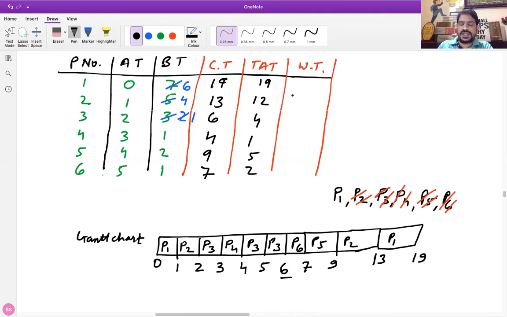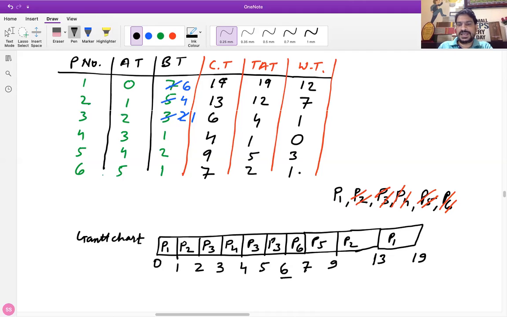Now let's go to the waiting time. Waiting time is nothing but turnaround time minus burst time. So what is the turnaround time? It is 19. Burst time is 7. So 19 minus 7, it will be 12. 12 minus 5, it will be 7. 4 minus 3, it will be 1. 1 minus 1, it will be 0. 5 minus 2, it will be 3. 2 minus 1, it will be 1.